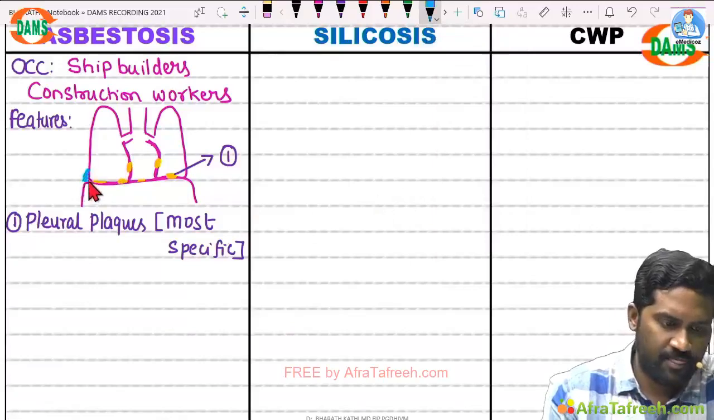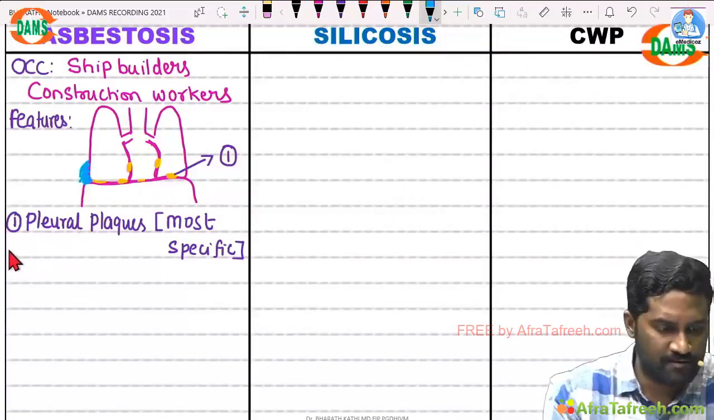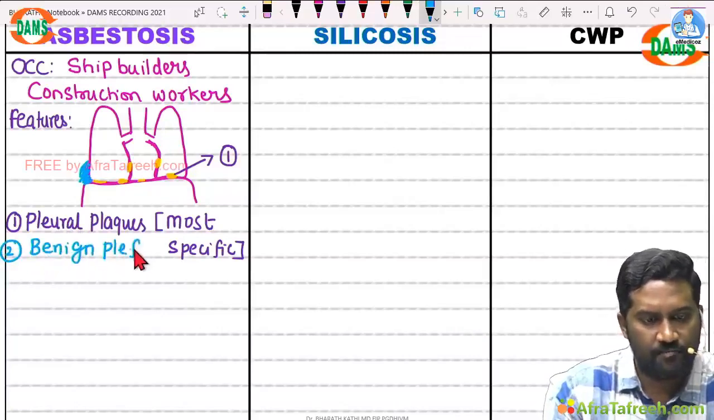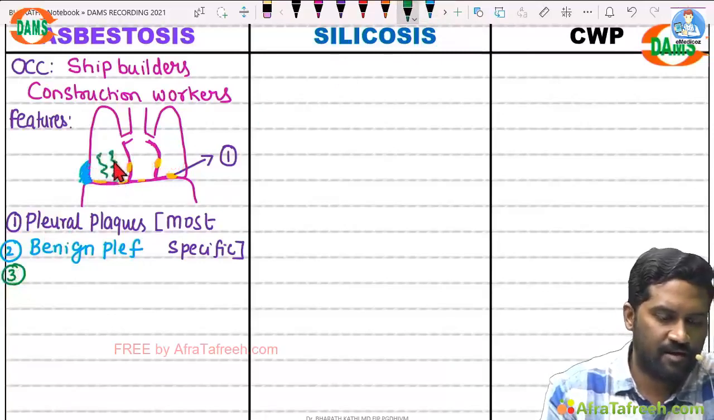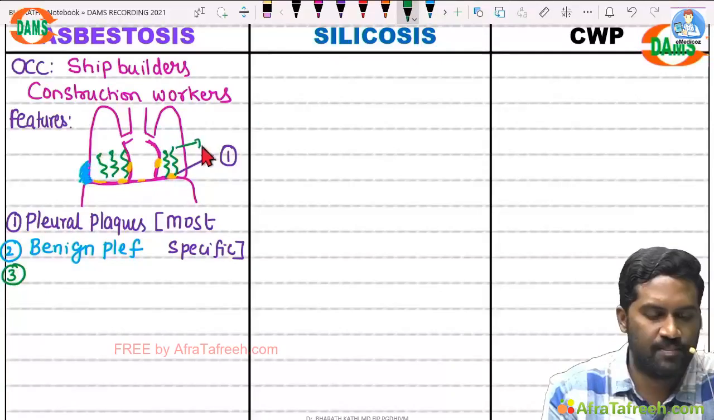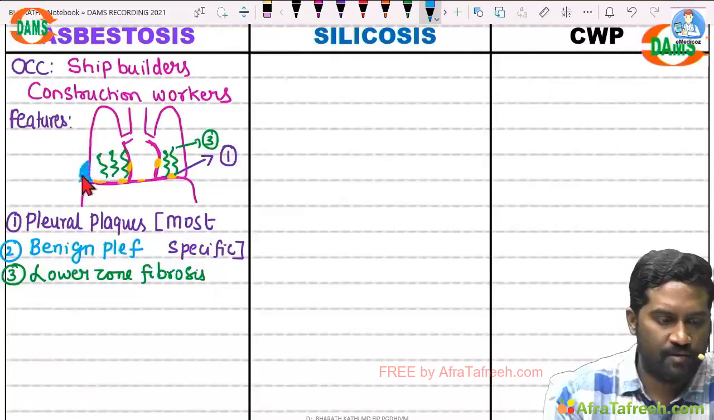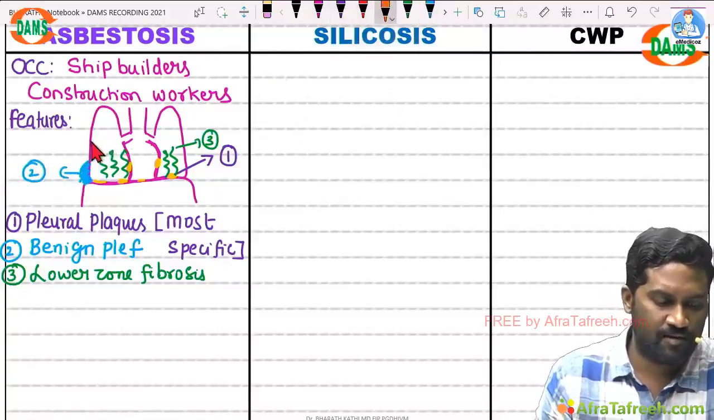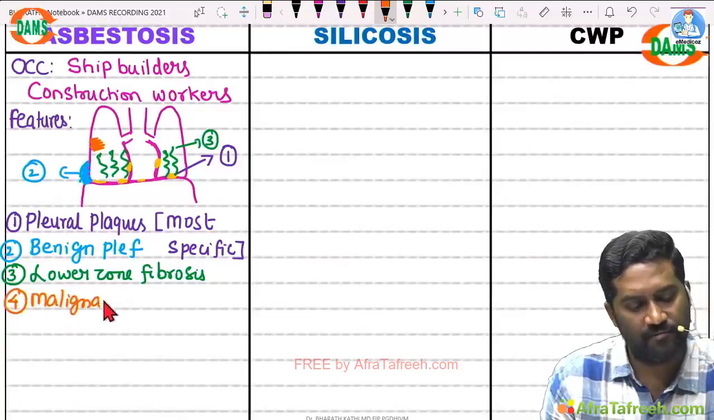As time progresses, there can be formation of fluid within the pleural surface. Initially, this will be a benign pleural effusion, and still the exposure is continuing. These patients can develop fibrosis more in the lower zones. This is called lower zone fibrosis. There can be a benign pleural effusion, and one can also notice fibrosis in the lower zones. Still the exposure is continuing. There will be chances of malignancy.